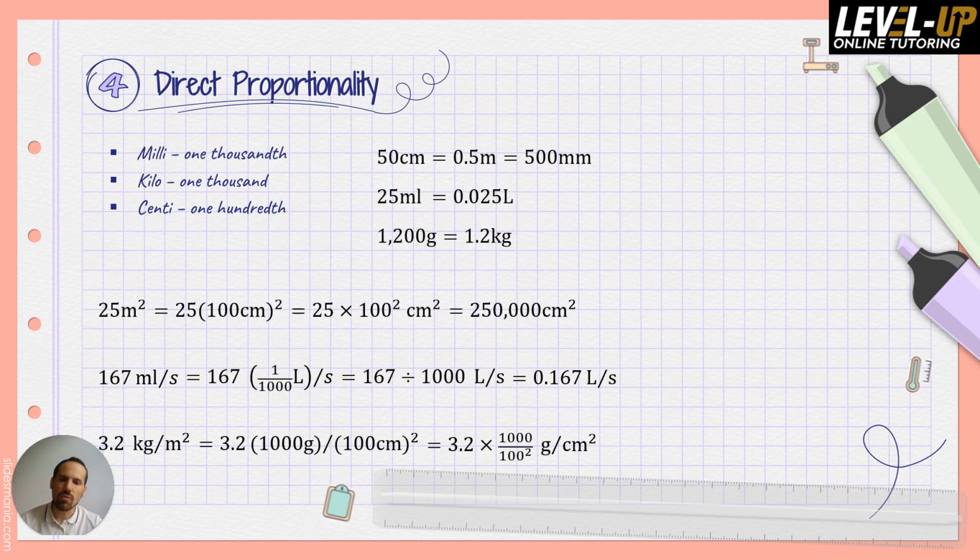So you get 1,000 over 100 squared. And 100 squared is what? 10,000. So we're doing 1,000 divided by 10,000. It's essentially you have a net result of divided by 10. So we get 0.32 grams per centimeter squared. So that's how we would substitute for units, which is a part of proportionality.